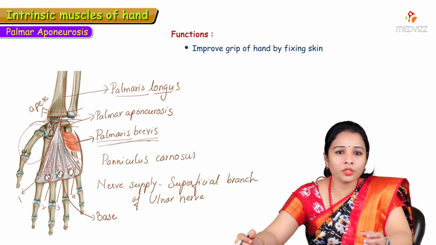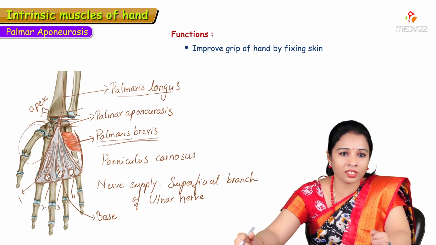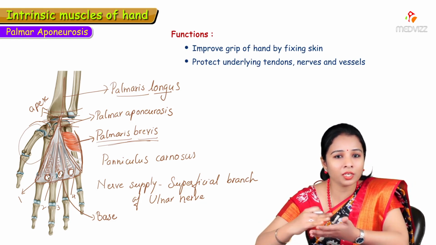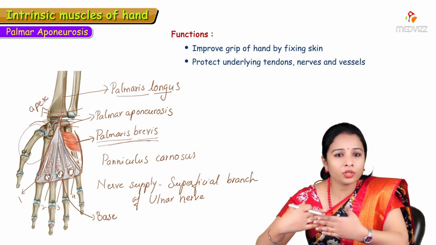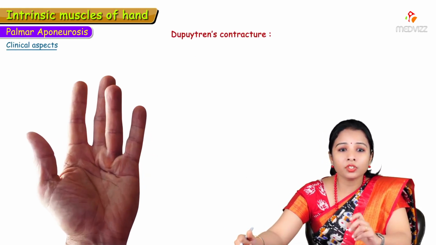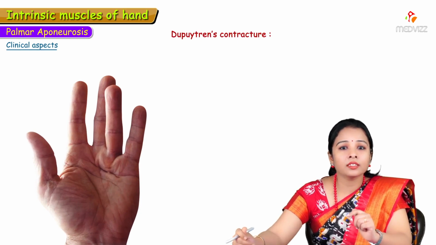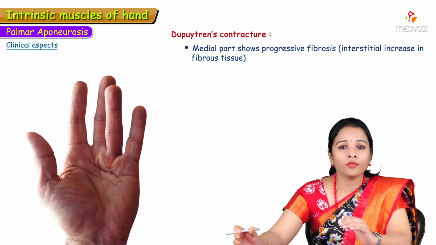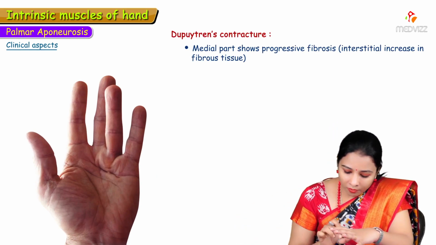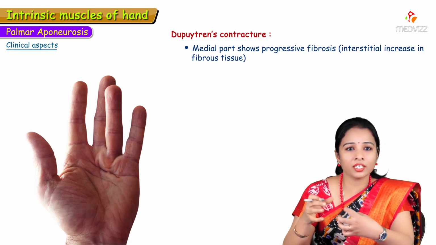It helps to improve the grip of the hand by fixing the skin, and protects the underlying tendons. We know that several tendons and nerves are present beneath it, so it protects the underlying tendons, nerves and vessels. One of the clinical aspects associated with palmar aponeurosis is Dupuytren's contracture. It is a progressive fibrosis where there is an interstitial increase in the fibrous tissue. So in the gaps between these longitudinal slips, the fibrous tissue keeps on increasing.